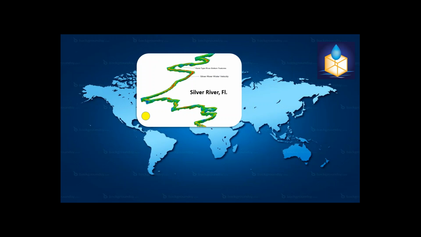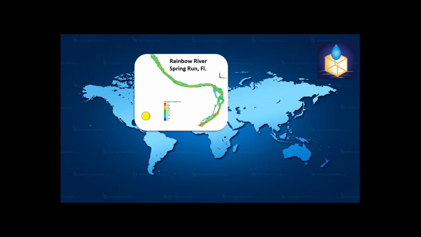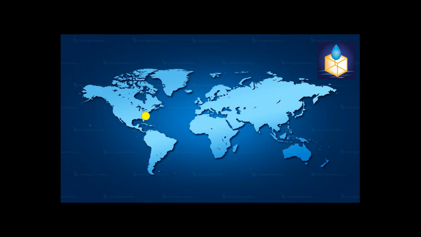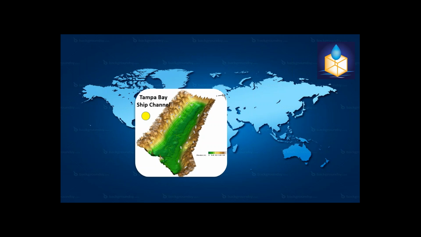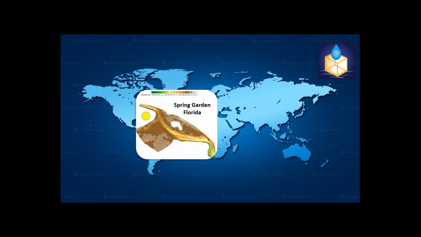We had the great pleasure of working with the St. John's Water Management District in Florida on the Silver River and their springs. In Florida, we've also mapped a portion of the Rainbow River. We've utilized other technologies such as the IVER AUV by Ocean Server for the Tampa Bay Ship Channel. We've looked at the Spring Garden Run in Florida.